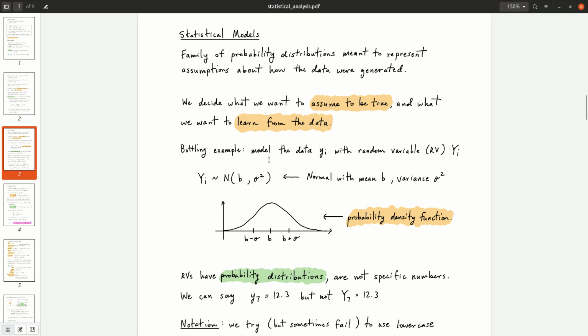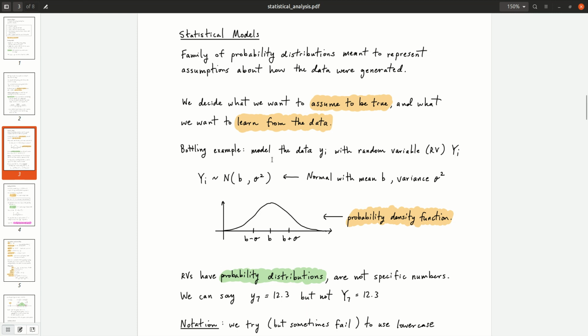Recall that we labeled the data lowercase y sub i. The way a statistical model is going to work is that we provide a model for y_i in terms of what's called a random variable, capital Y_i.